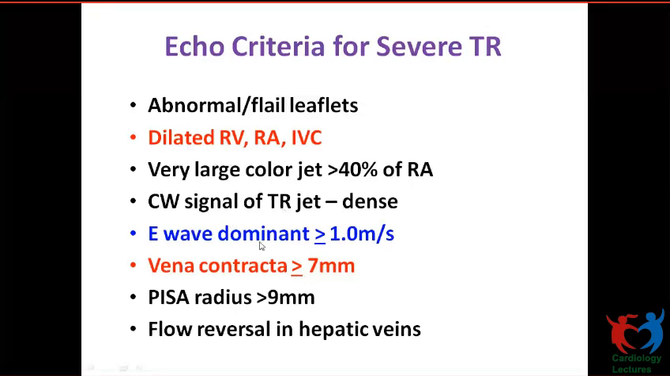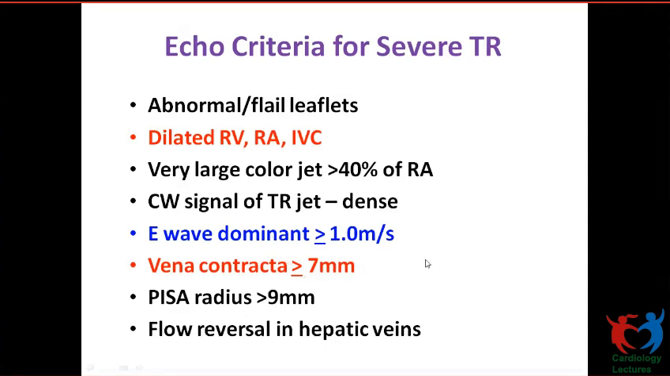Then the E wave velocity: as in mitral we take more than 1.5, here it is more than 1 meter per second. And vena contracta 7 millimeter or more, extrapolated from MR. PISA radius more than 9 millimeter and flow reversal in hepatic veins. So these are the features of severe tricuspid regurgitation.